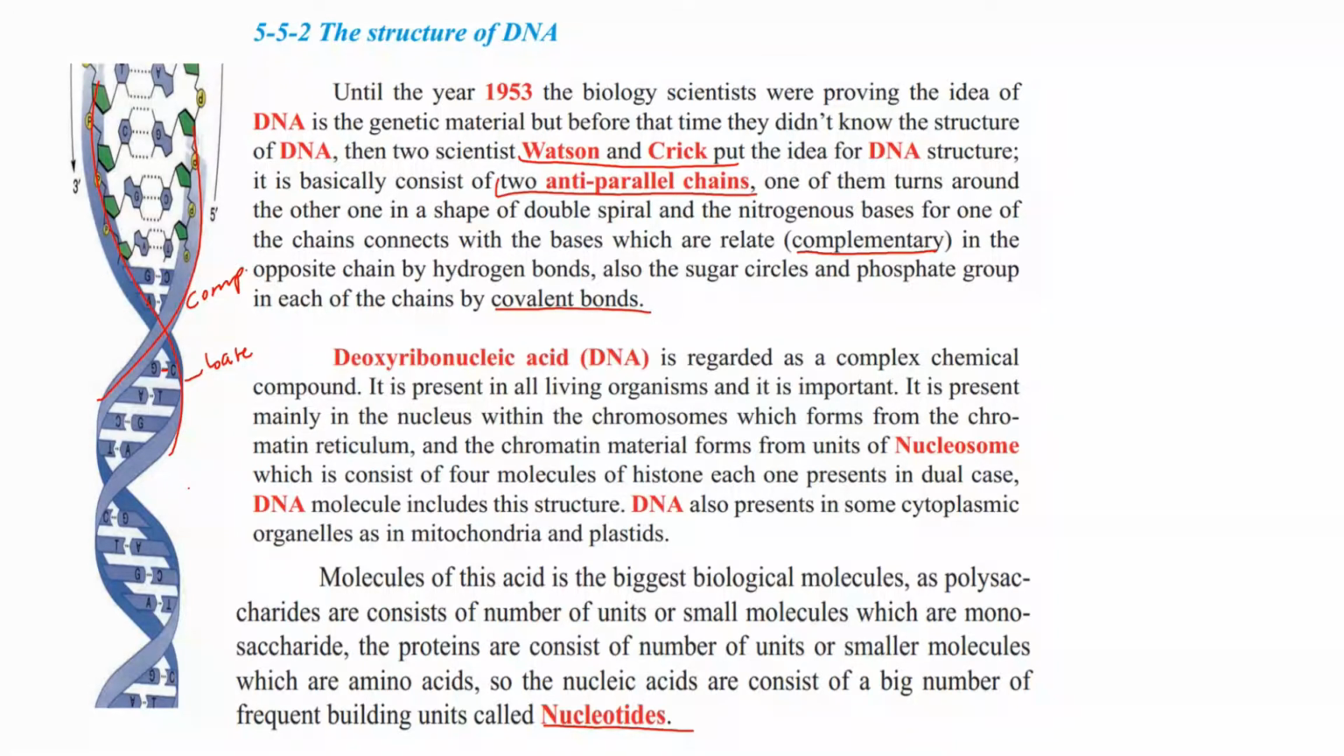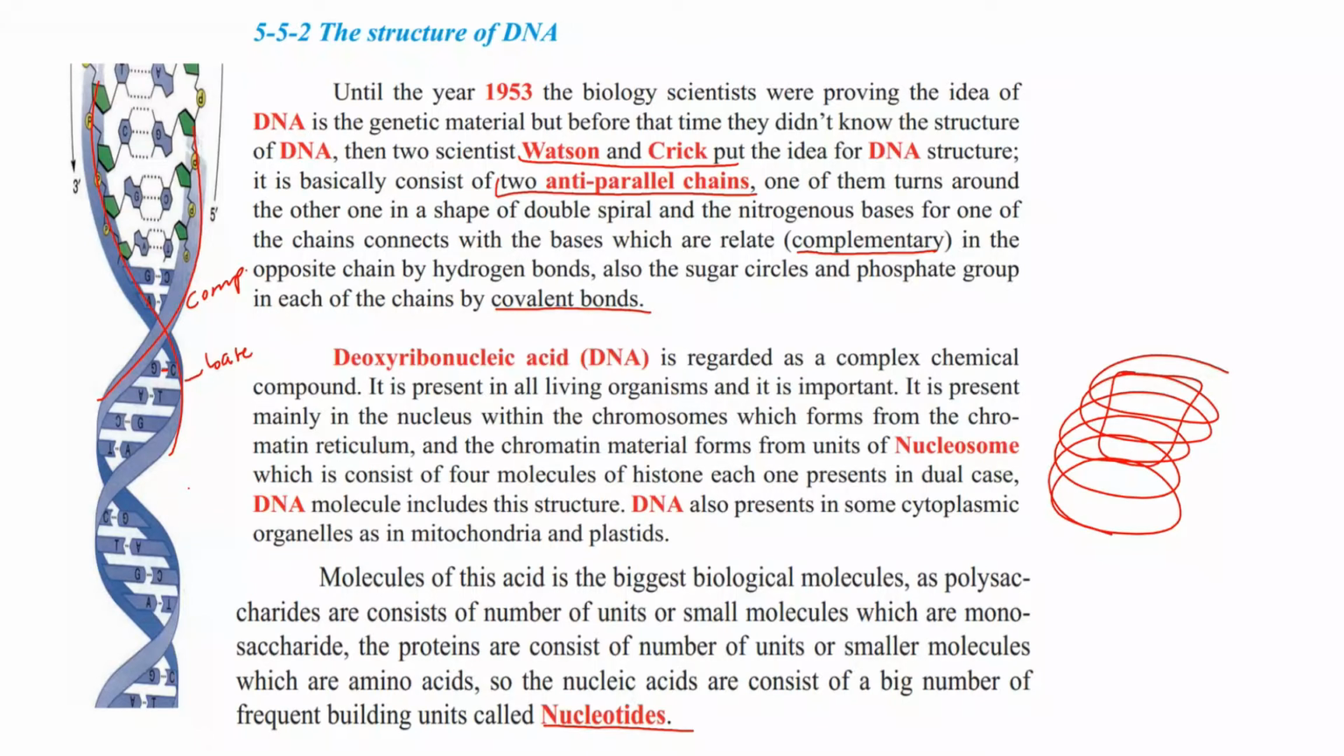Deoxyribonucleic acid, DNA, is regarded as a complex chemical compound. It is present in all living organisms and it's important. It's present mainly in the nucleus of the eukaryotic cell within the chromosomes, which form from the chromatin reticulum, and chromatin material forms from the unit of the nucleosome, which consists of 4 types of histone molecules, each one present in a pair. A nucleosome is like a protein piece with coiled genetic material DNA. The DNA is also present in some cytoplasmic organelles, in mitochondria and plastids, which have their own DNA.